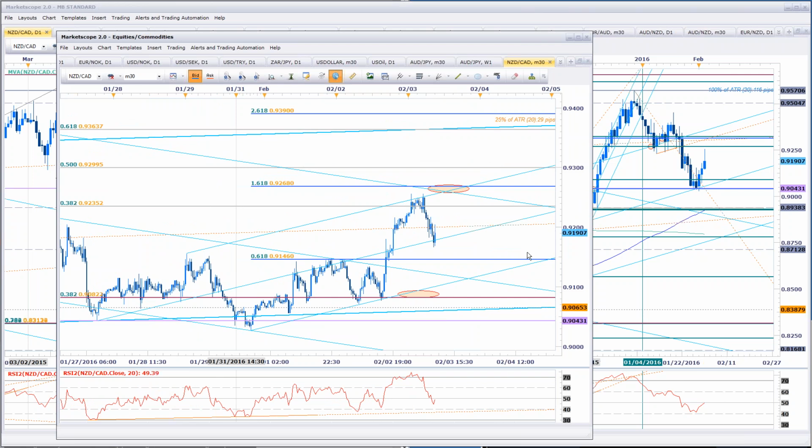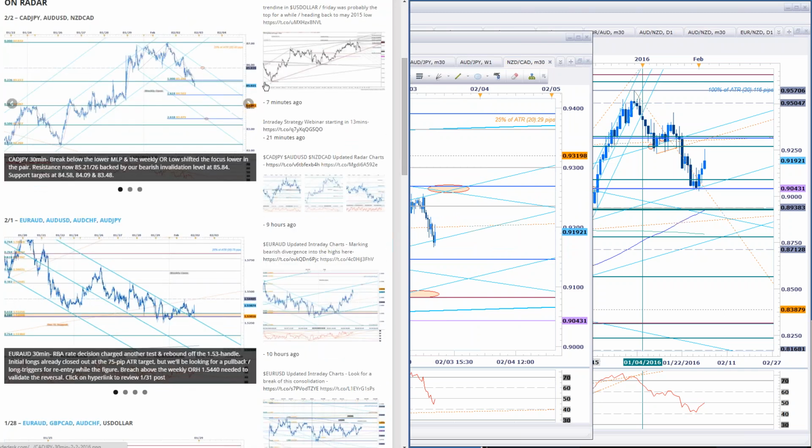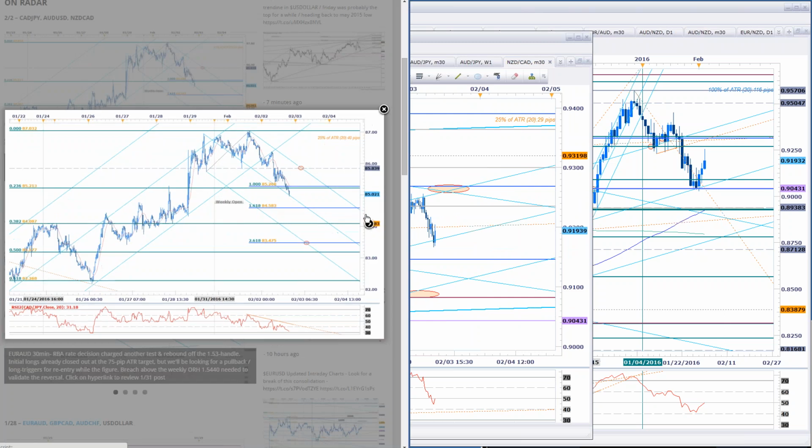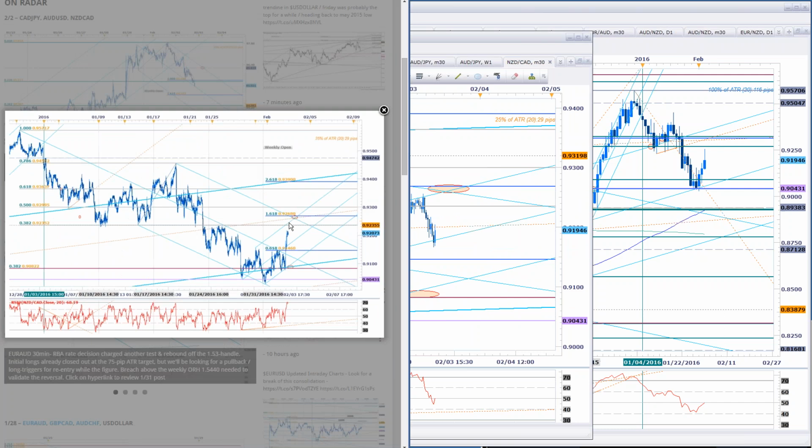Last but not least, Aussie Yen. I did also want to just touch base on Aussie Yen. It's also a trade we've been following very closely. Again, there was, oops. That's what Kiwi CAD looked like yesterday.